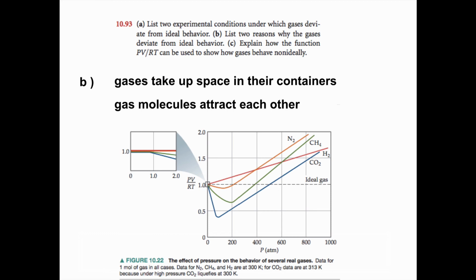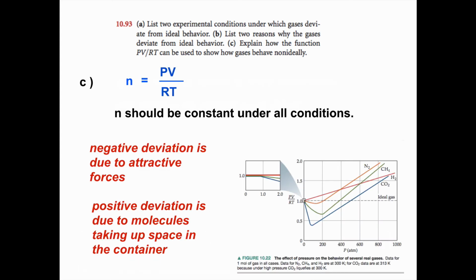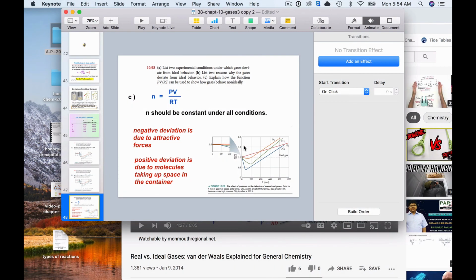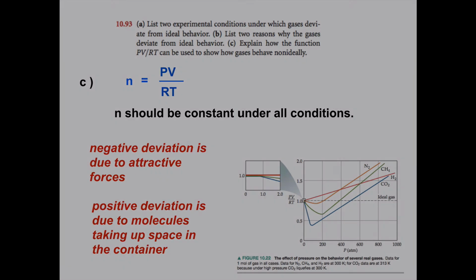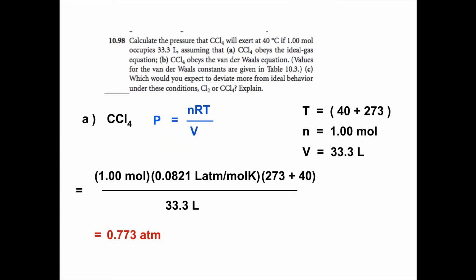C, explain how the function of PV over RT can be used to show how gases behave non-ideally. Okay, so n should be a constant under all conditions. So if we have a gas acting like less than a mole of gas, this is due to intermolecular attractions. If we have a gas acting like more than a mole of gas, this is due to taking up space in the container. So negative deviation due to attractive forces, positive deviation due to taking up space in the container. Geez, I already answered these. I should have had them animated.